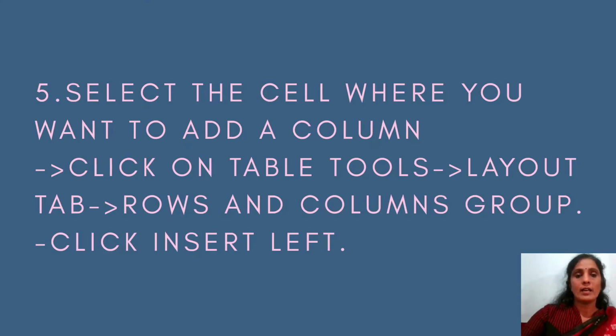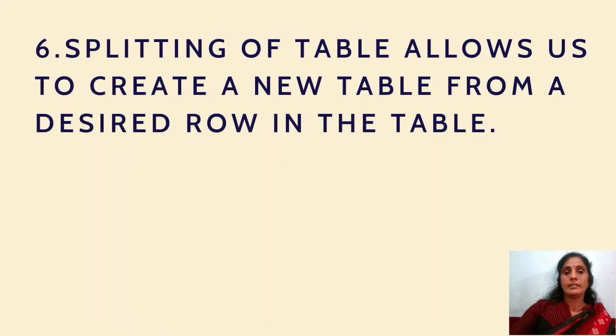Fifth question is write command sequence to add a column to the left of the existing table. For that, answer, select the cell where you want to add a column. Second step, click on table tools, layout tab, from rows and columns group, click insert left. Sixth question, what do you mean by splitting of table? Answer, splitting of table allows us to create a new table from a desired row in the table. We can split table from a row.